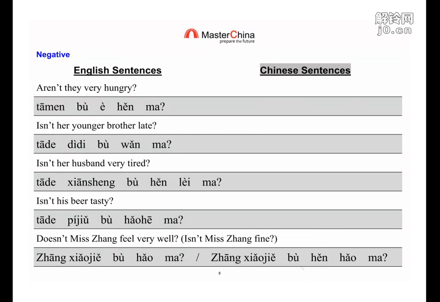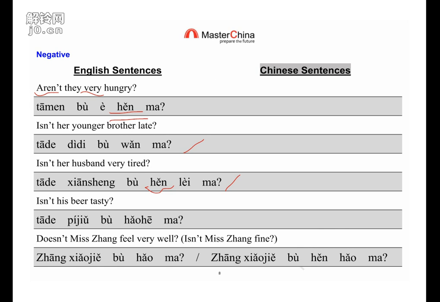Next one, an active one. 他们不很饿吗? Not very busy. If they are not very busy, they still have lots of energy, so you need to give them food. So that's the 他们不很饿吗? Next one is 他的弟弟不晚吗? So we already explained. Next one, 他的先生不很累吗? So 不很累, still maybe can do some housework.